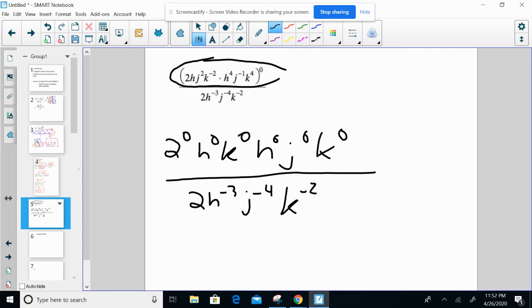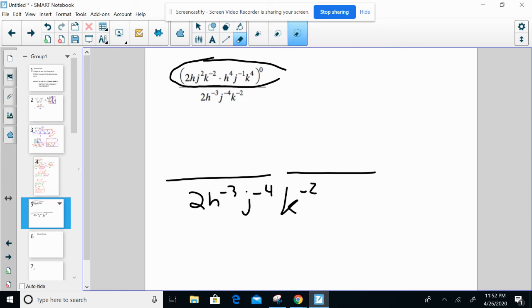Now, many of you notice this. Everything with a 0 power would become 1. So this would just be one long string of 1s. 1 times 1 times 1 times 1. Now, what many of you notice is this. Everything in there becomes a 1, so it would just be a 1 on top.